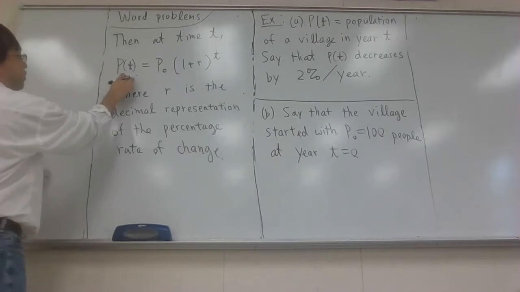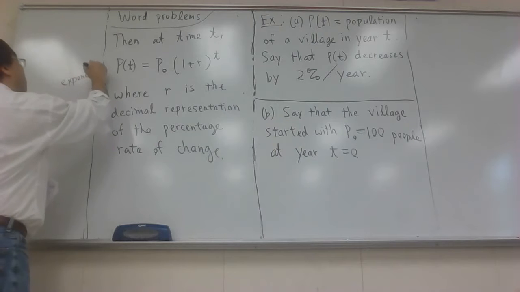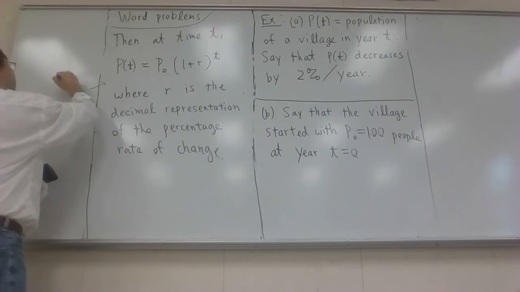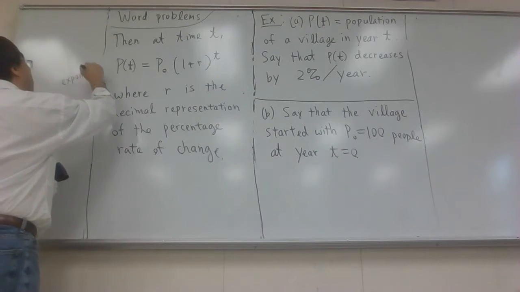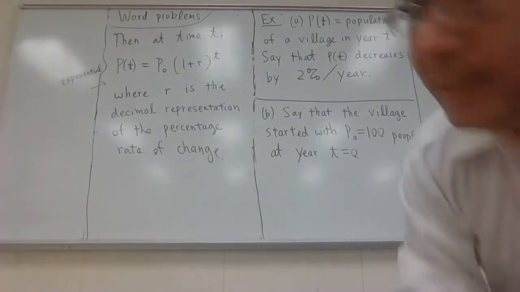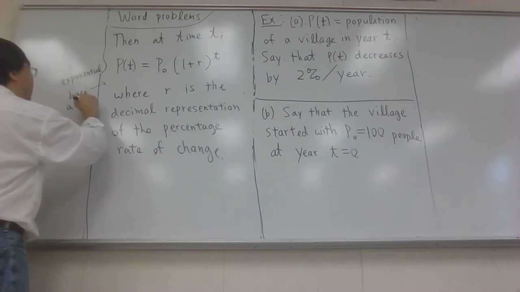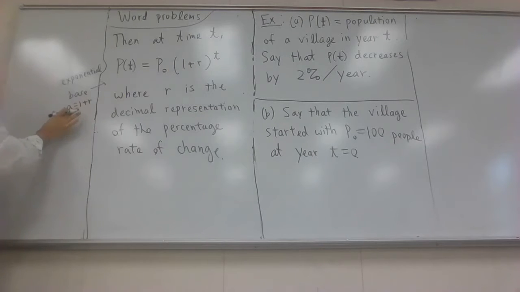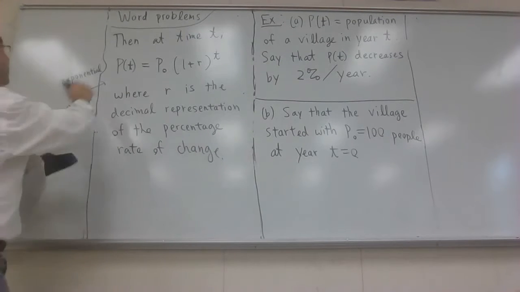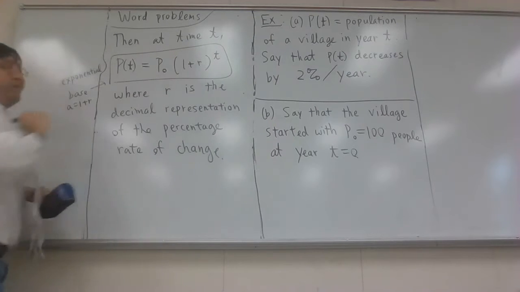And note that this is an exponential function. Is the writing clear? This is an exponential function, and the base of this exponential function, a, is 1 plus r. Is everything clear? So this is an exponential function where the base a is 1 plus r.